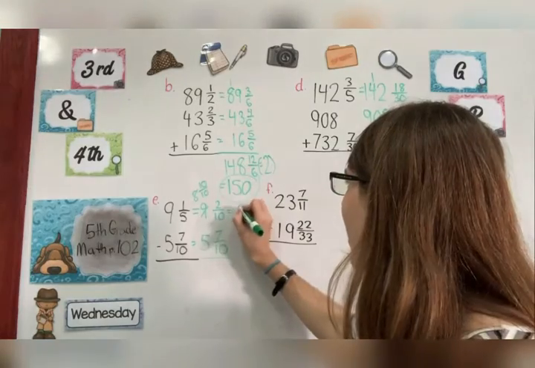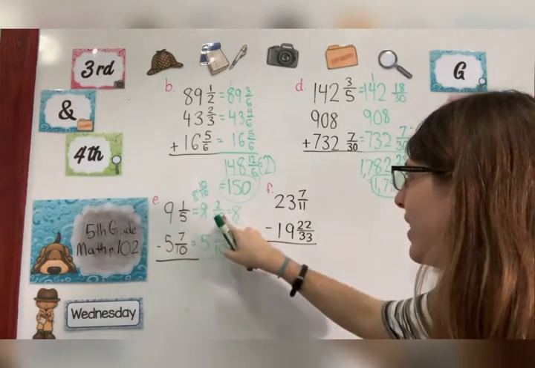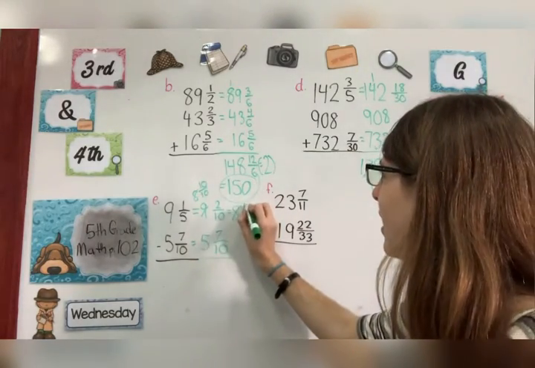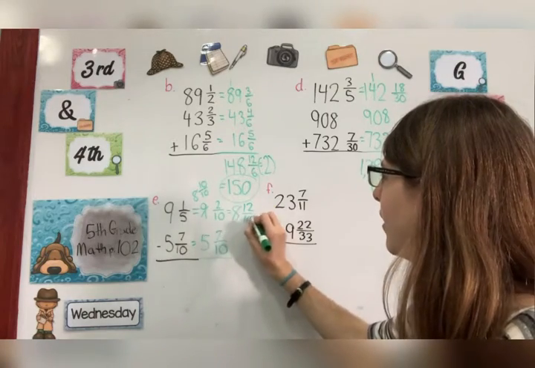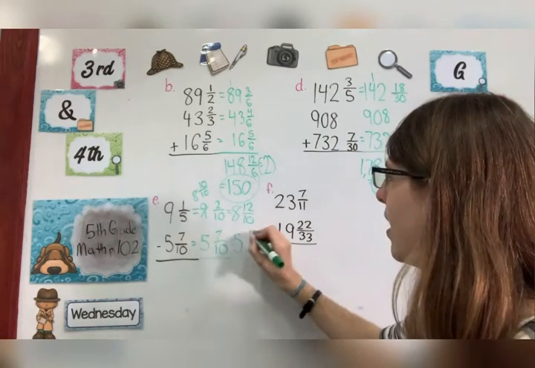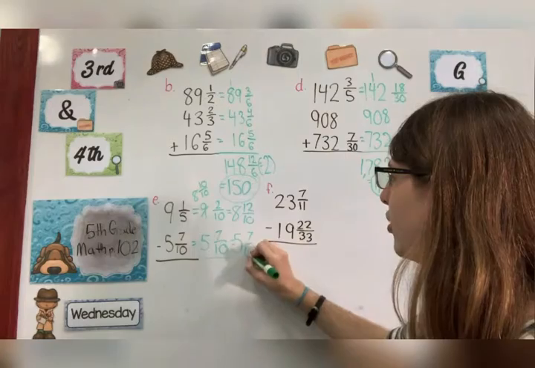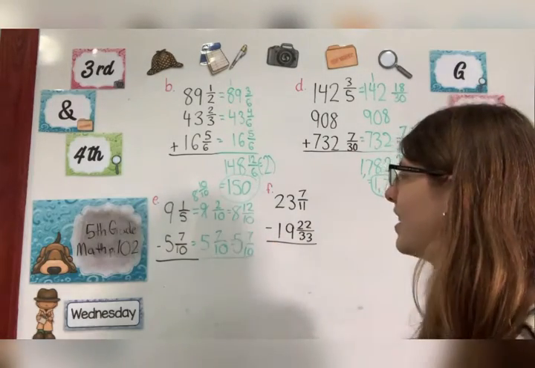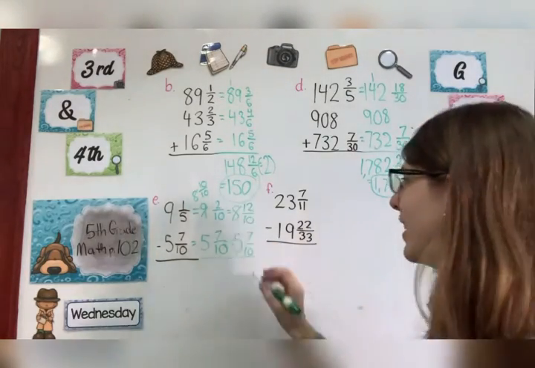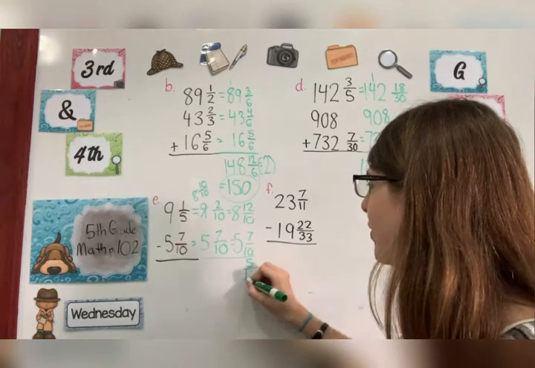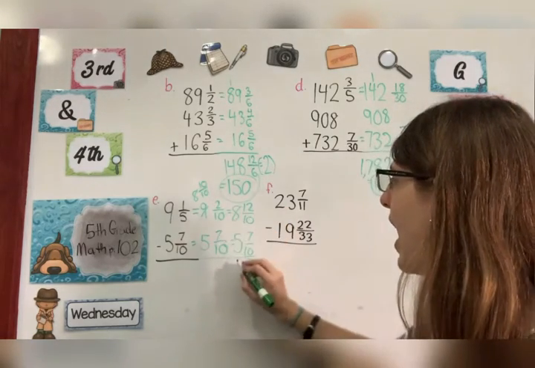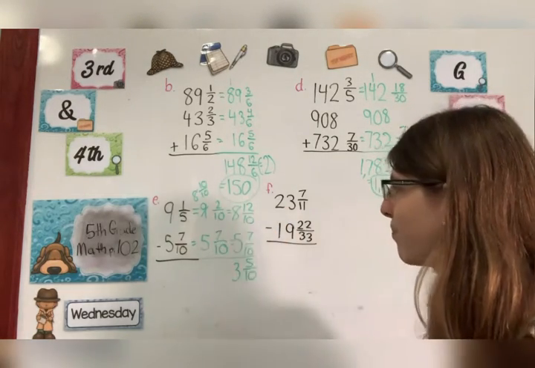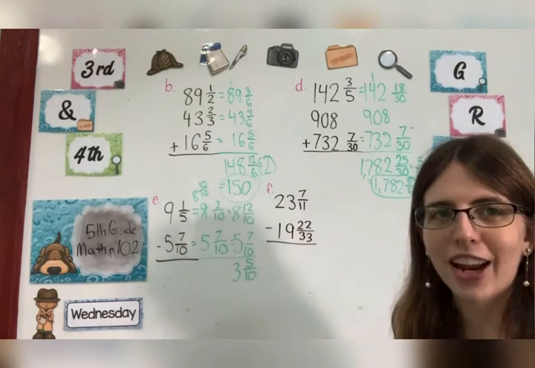So my 9 changed to an 8. I add my 10 tenths to my 2 tenths to give me 12 tenths. And my bottom number does not change. Now we subtract. 12 minus 7 is 5. Denominator stays the same at 10. 8 minus 5 is 3. Now I check my fraction. Can I reduce?